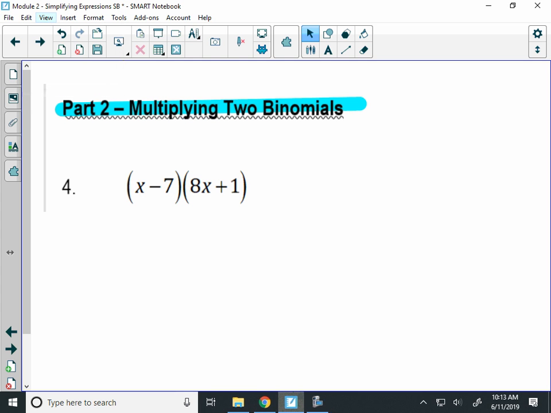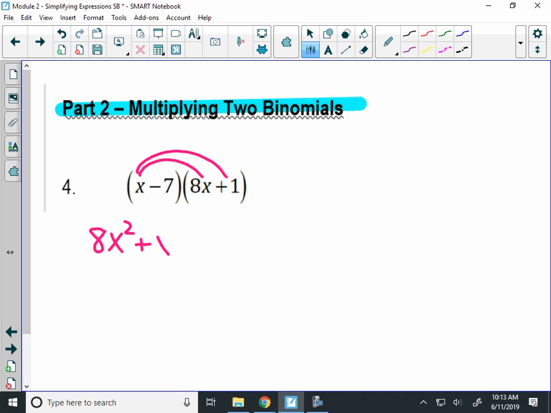Which is multiplying two binomials together. I call this double distributing. You're going to take the first term of the first binomial, which is x, and multiply it by both terms in the second binomial. So x times 8x is 8x squared. x times 1 is 1x.